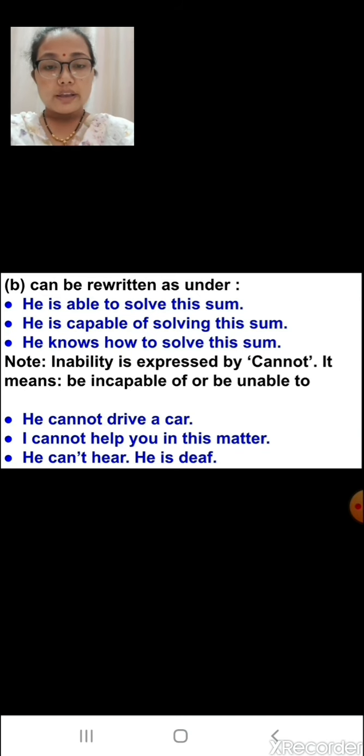Inability is expressed by cannot. It means be incapable of or be unable to. For example, number 1, he cannot drive a car. Number 2, I cannot help you in this matter. Number 3, he can't hear. He is deaf.